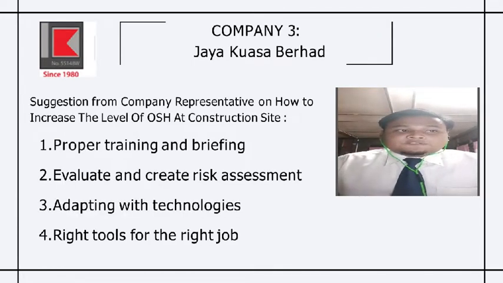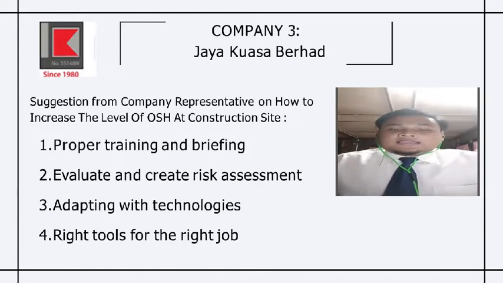Next is suggestion from company representative on how to increase the level of OSH at construction site. The first one is proper training and briefing before the work and the project being conducted in order to create a safe environment for the workers. The second one is to evaluate and create risk assessment to make sure that the workers and other participants are aware of their surroundings and aware of the hazards that may occur during the project.